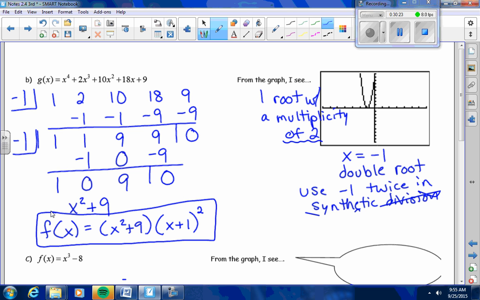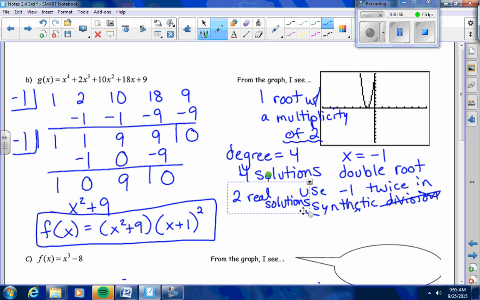Okay? Now, what was the degree of that polynomial? So the degree was 4, which means how many solutions should I have? I should have 4 solutions. Well, that -1 was a multiplicity of 2, so how many solutions is that technically? 2. So I had 2 real solutions.